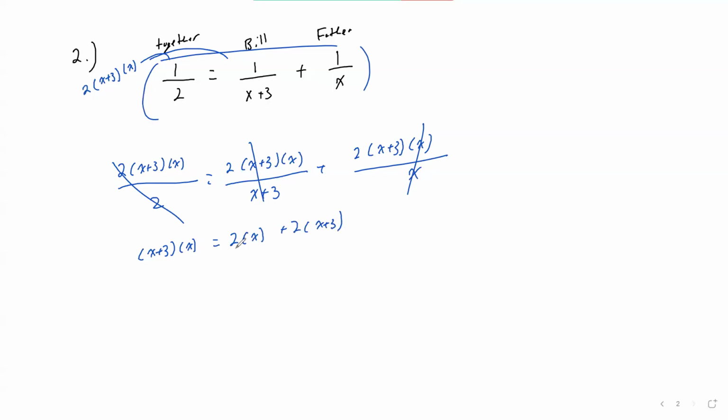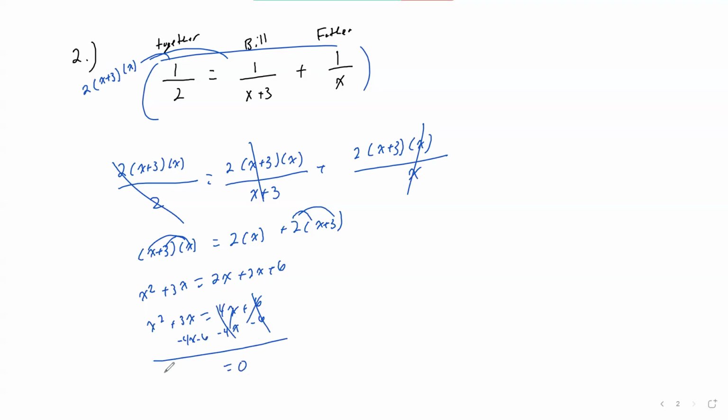So now I just need to distribute out. So x times x is x squared. X times 3 is 3x. 2 times x is just 2x. And then another 2x plus 6. I'm going to combine like terms. So that gives me 4x plus 6. And I'm going to move everything over. So minus 4x, minus 4x, minus 6, minus 6. So I get x squared plus 3x minus 4x, which is actually minus x, minus 6.